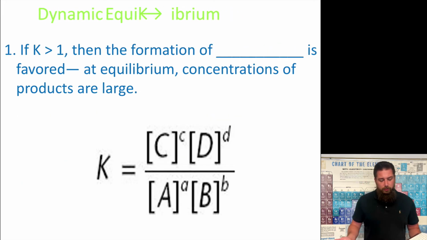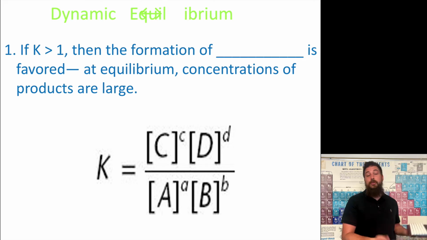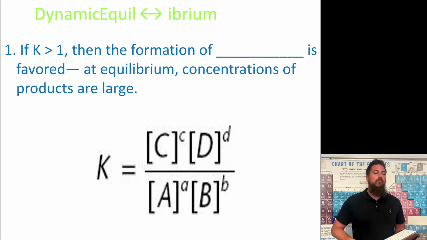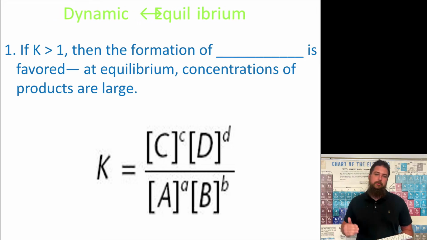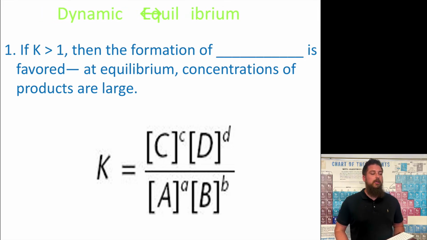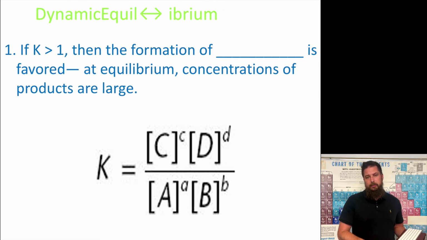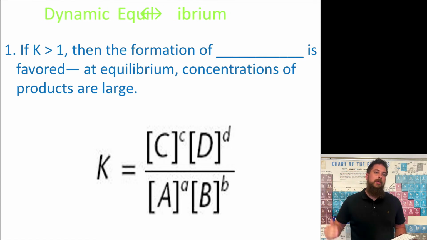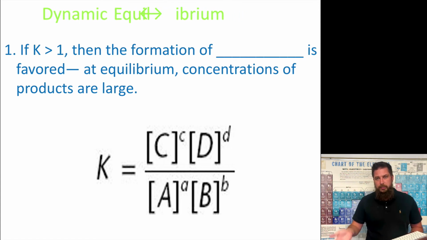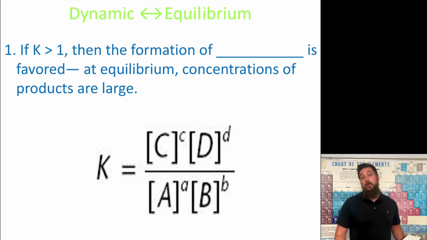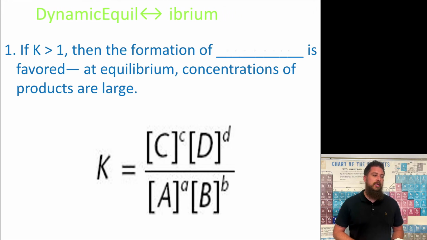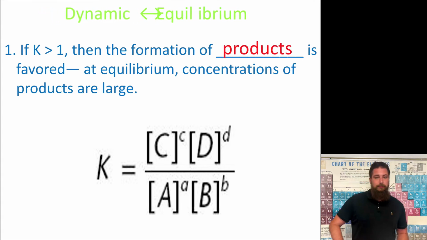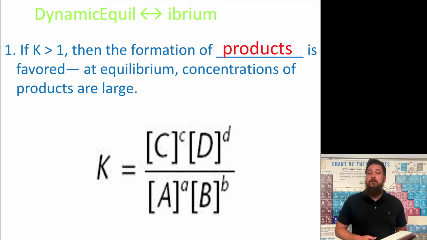Now, this is where we're going to talk about what we can do with this K value. So if K is greater than 1, what does that mean in terms of reactants and products? Which one do we have more of? Well, how do we get a value greater than 1 in an equation like this? We need a larger numerator. So again, the numerator is the products, it's products over reactants. If K is greater than 1, that means we have more products, and so the formation of products is favored.